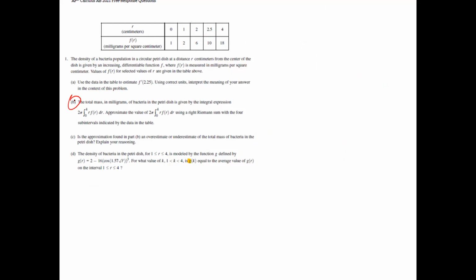All right, let's go ahead and take a look at question B. For question B, it says the total mass in milligrams of bacteria in the petri dish is given by the integral expression. So you have 2 pi integral 0 to 4 of r times f of r dr. Approximate the value of this using the right Riemann sum with 4 subintervals indicated by the data table.